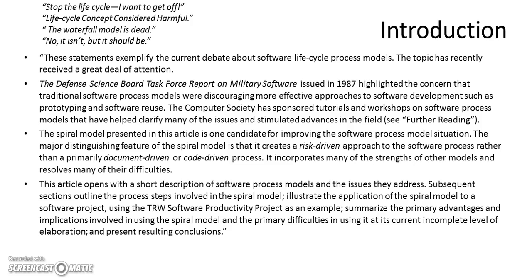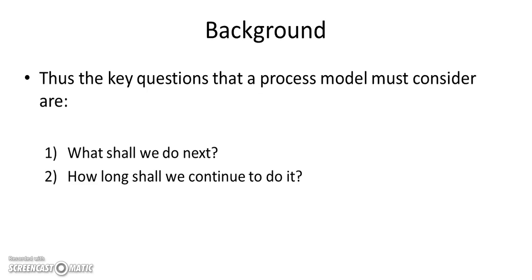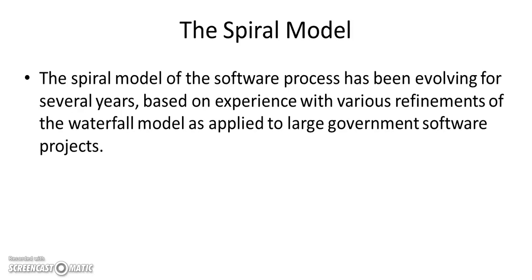His argument is that a linear approach to software development is a bad idea, and he would prefer a more iterative model. So he created the spiral model, a four-stage model in essence. And the key questions of the model are, what do we do next? And how long will we continue to do that thing for? So he's identified that there are issues with the waterfall model, as Royce did before him. And he says the spiral model is a better approach.